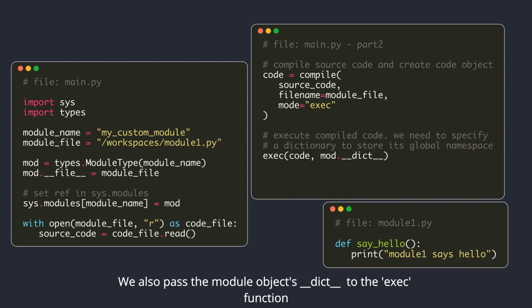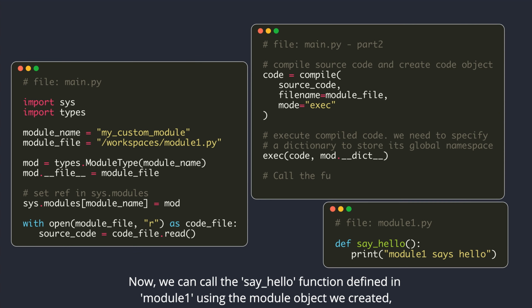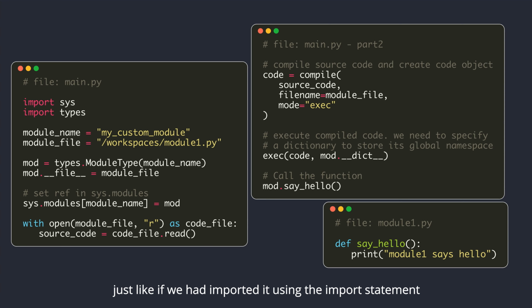We also pass the module object's __dict__ to the exec function to use as the namespace for executing the code. Now, we can call the sayHello function defined in module1 using the module object we created, just like if we had imported it using the import statement.